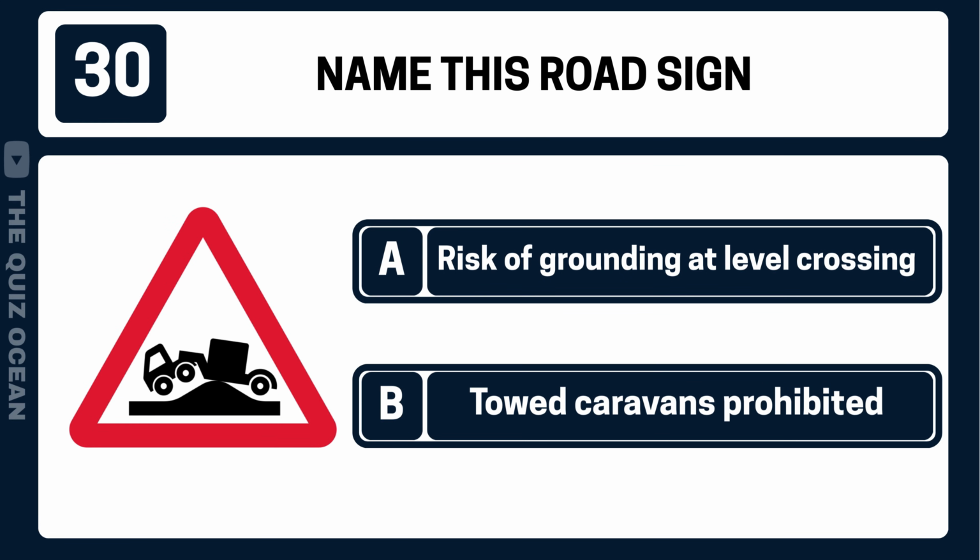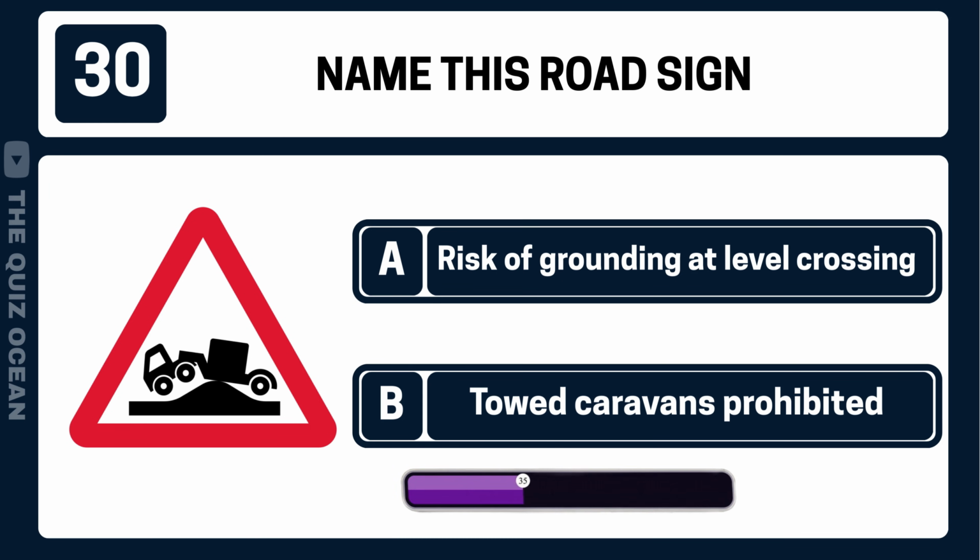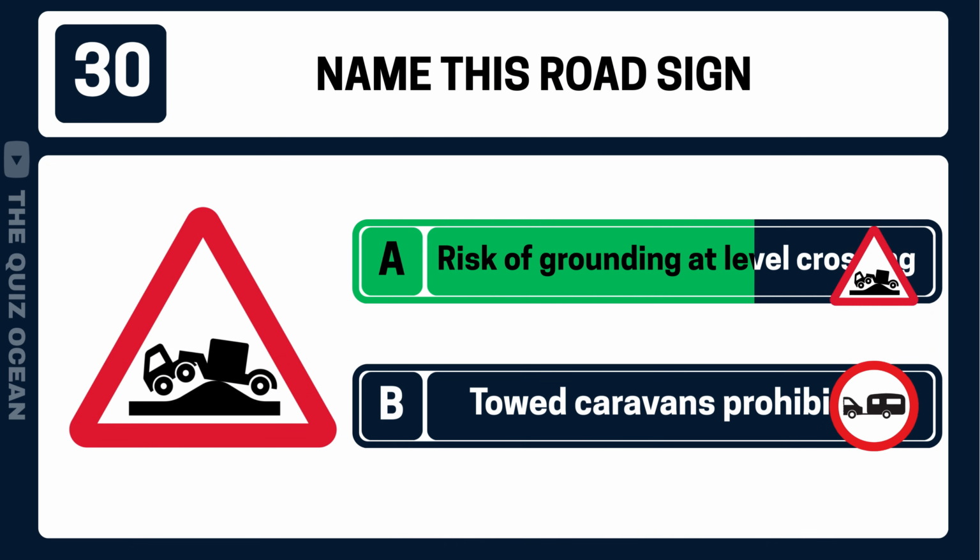Name this road sign. A. Risk of grounding at level crossing. B. Towed caravans prohibited. Well spotted. This is the risk of grounding warning sign.